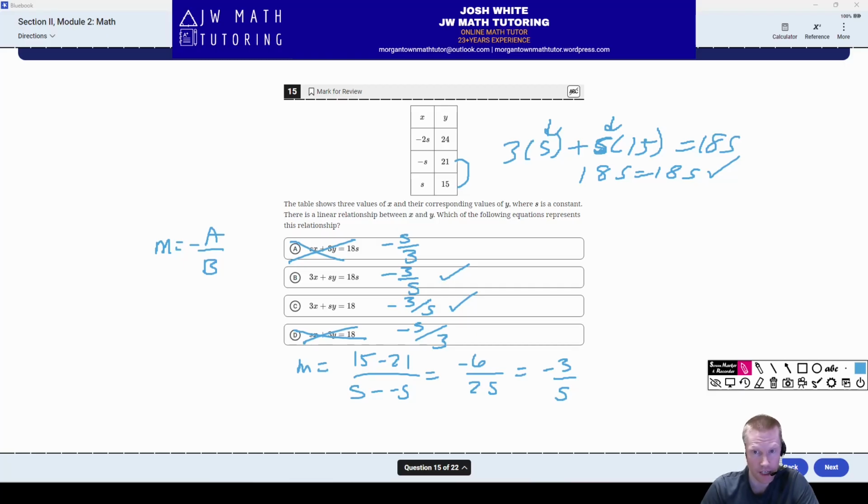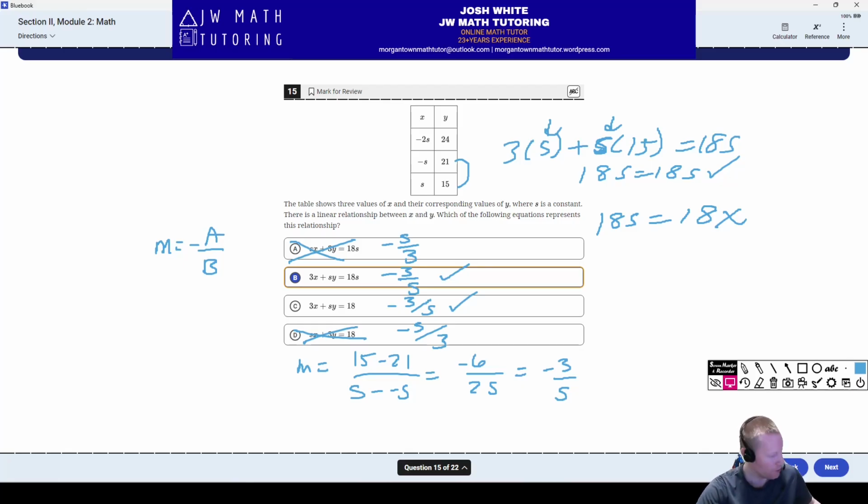Notice if you do it for C, you will get 18S equals 18. May be true, possibly true, depending on what the value of S is, but not necessarily true. Not true for every value of S. And we want this equation to be true for every value of S, which is a constant. So the correct answer is going to be letter B. So that's how you could go through and use process of elimination to basically confirm it.